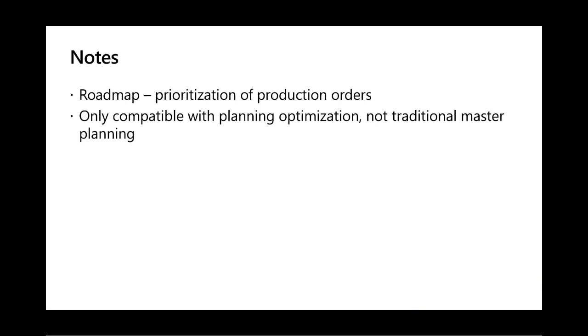And this feature that's been released is only compatible with planning optimization, not with traditional master planning. If you have an item that is set up with a coverage code priority and you run traditional master planning, it will be treated as if you have a coverage type of requirement. So you have to adopt planning optimization in order for this functionality to work.